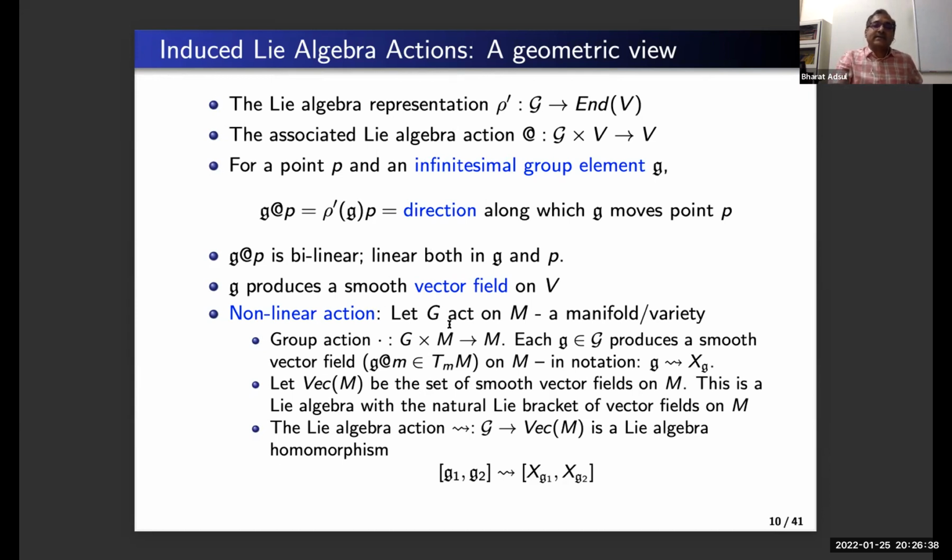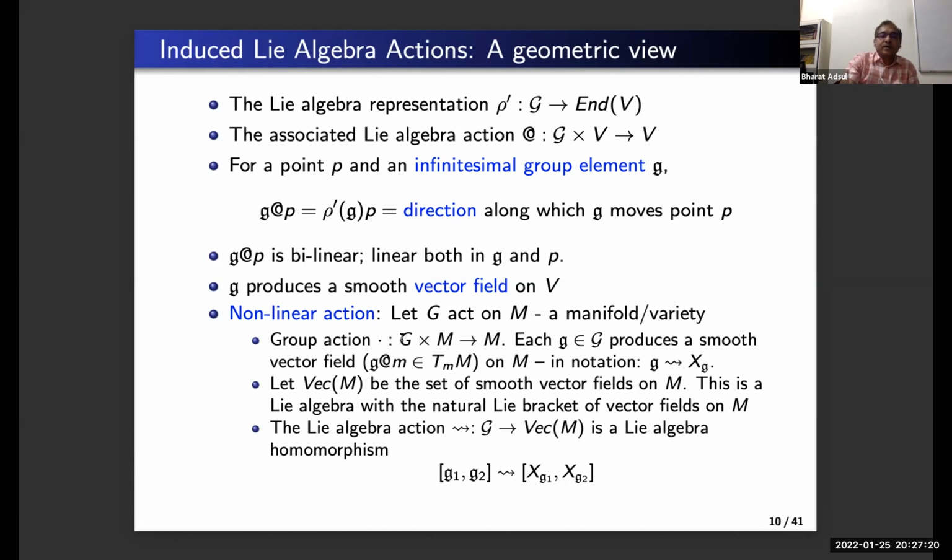But if you have a non-linear action, suppose I have a group G acting on M, which is a manifold or variety. Then given a Lie algebra element g, it produces a smooth vector field, which I'm going to denote by X_g. So the Lie algebra element g goes to the vector field X_g on the manifold M. If you look at the set of all smooth vector fields on M, which I'm going to denote by Vec(M), there is a canonical Lie algebra structure on this space, which comes from the Lie bracket operation of vector fields.